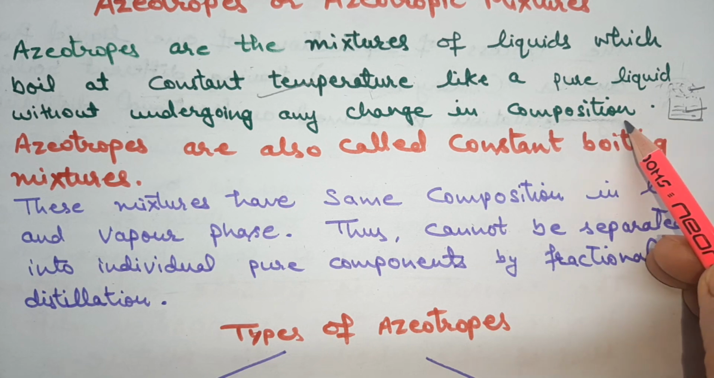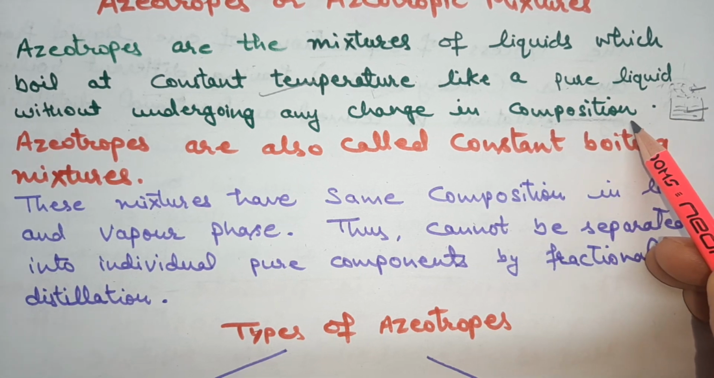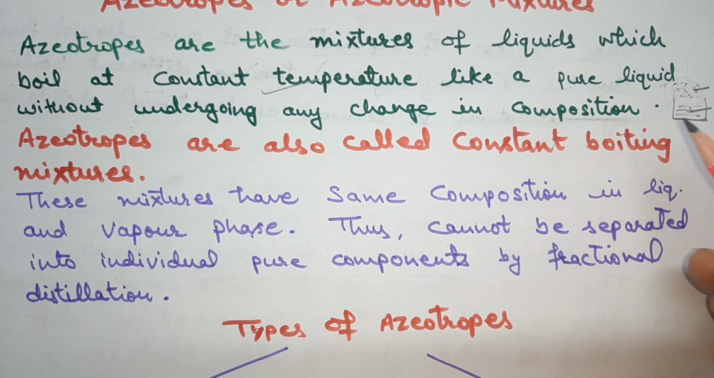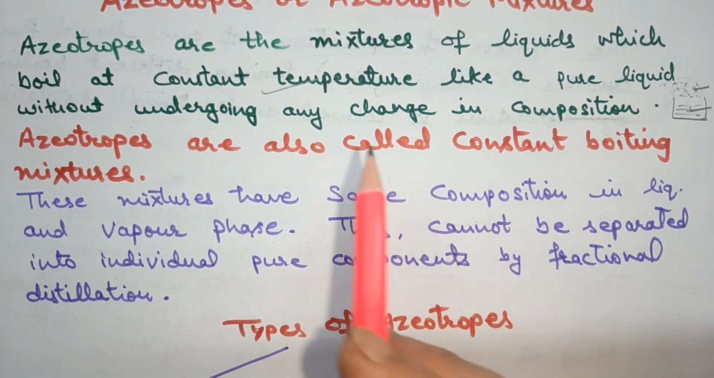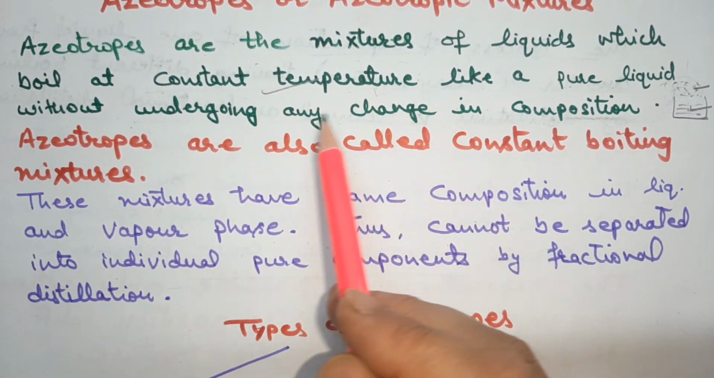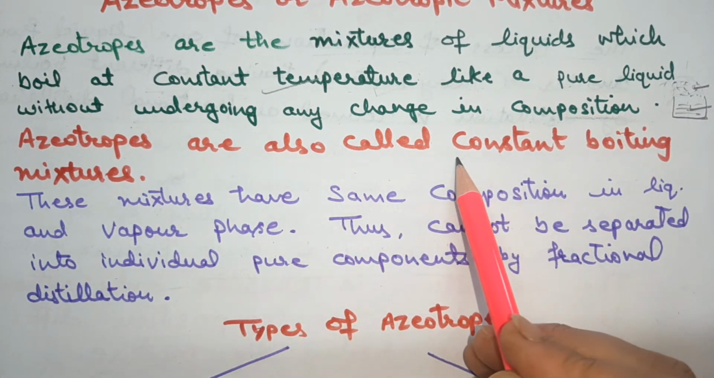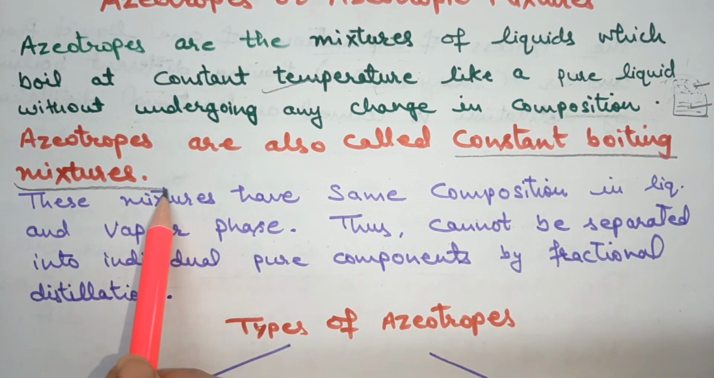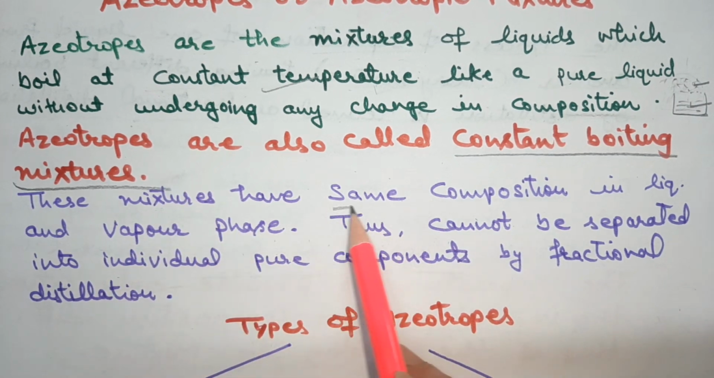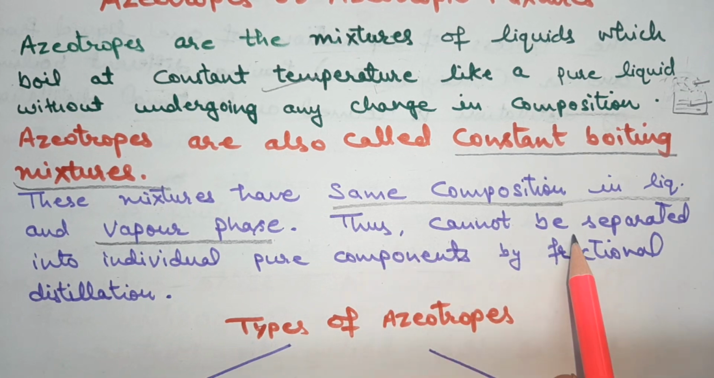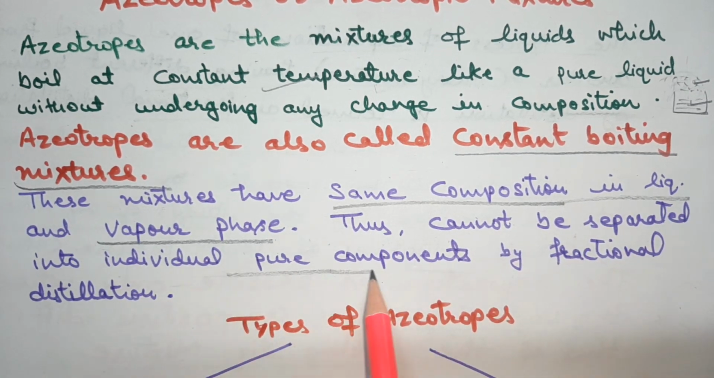Like in the previous diagram for liquid boiling point composition curves for ideal solutions, we were able to separate components A and B because they had different compositions in the liquid and the vapor phase. But in case of azeotropes, they have the same composition in the liquid as well as in the vapor phase. So these are also called constant boiling mixtures. Again I am repeating, thus they cannot be separated into individual components.